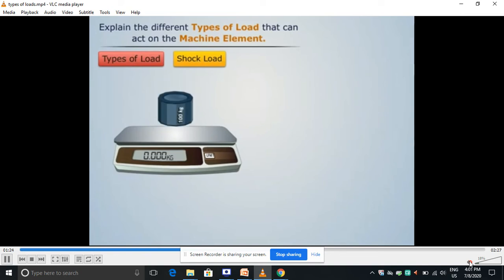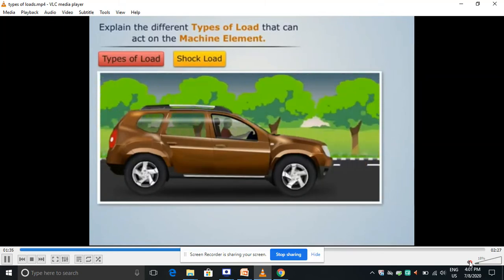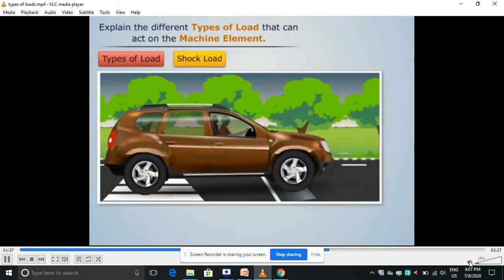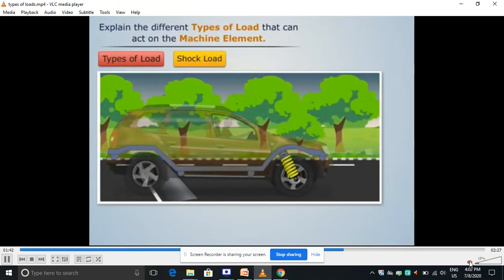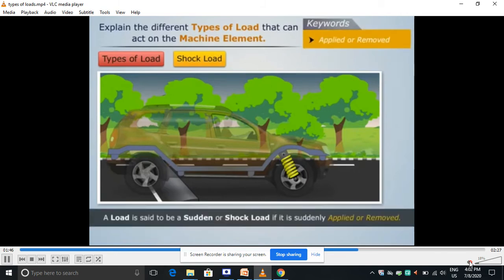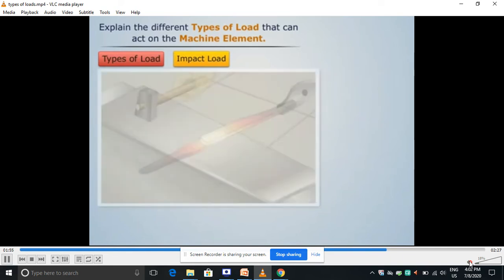Next one is shock load. See here, when a load is applied on a weighing machine, and once the weight is removed, it is going to give zero value. Now, traveling in a car, when applying brakes suddenly, we observe the feeling of shocks. But in order to lessen these shocks, we are using suspension, that is, shock absorbers.